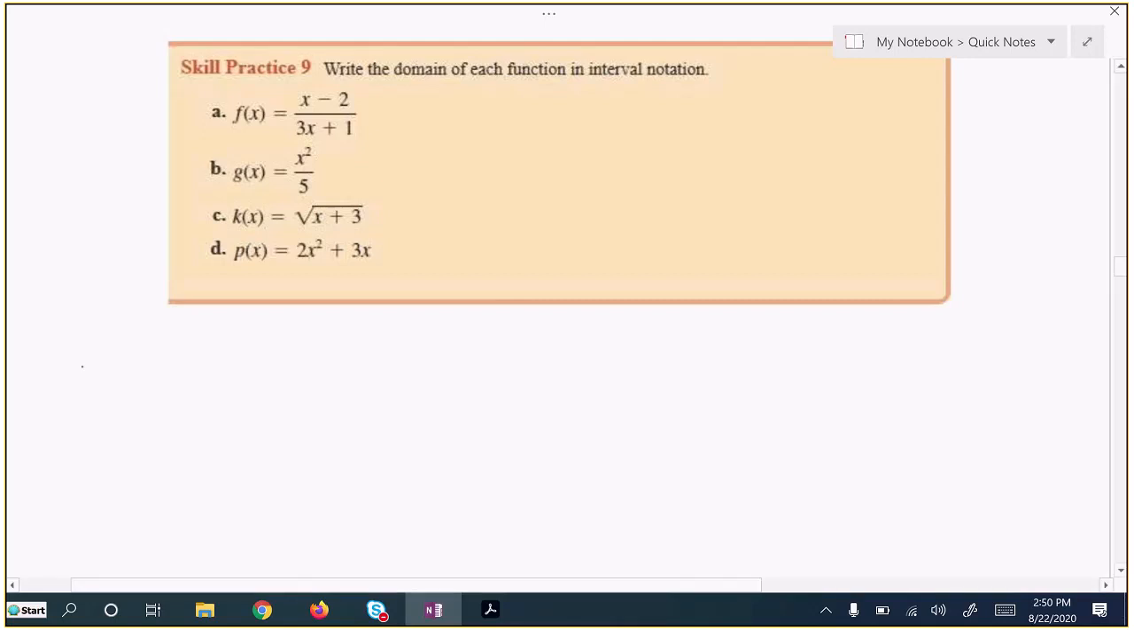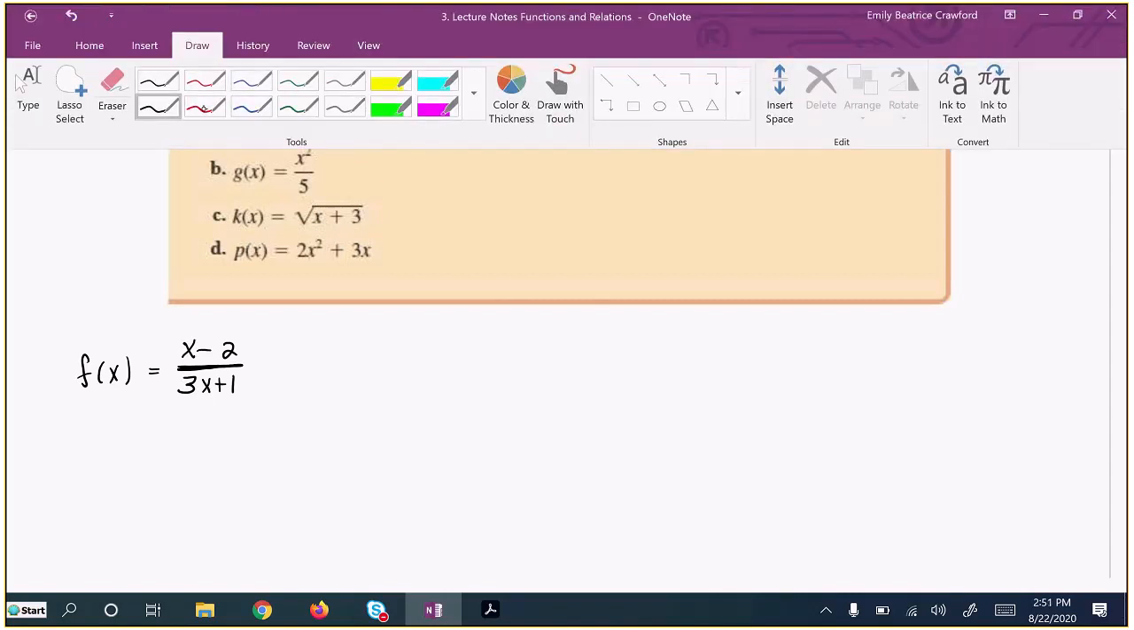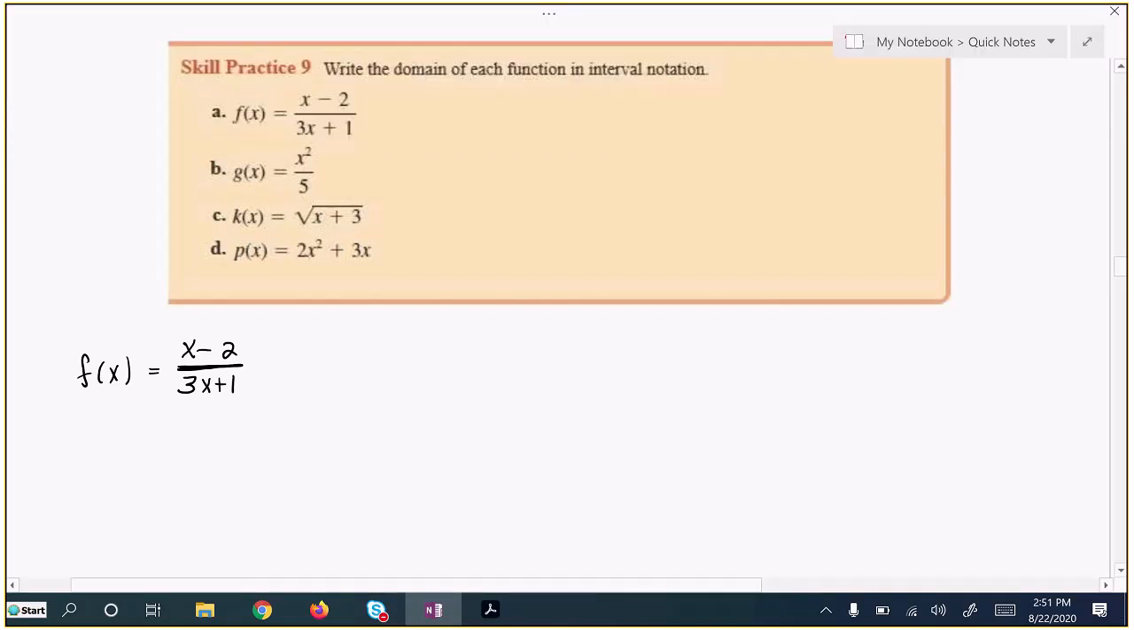Function a, f of x is equal to (x minus 2) over (3x plus 1). So the 2 tips I had for finding the domain were to look out for fractions, make sure the bottom's not 0, and look out for even indexed roots like square roots, fourth roots, sixth roots, and so on. Make sure that the inside is not negative. So when would the bottom of this fraction equal 0? That would be if 3x plus 1 equals 0. So if 3x plus 1 equals 0, then that's going to be a bad point.